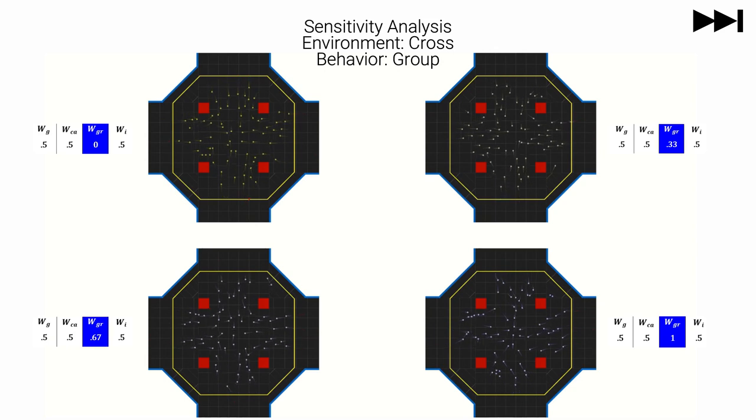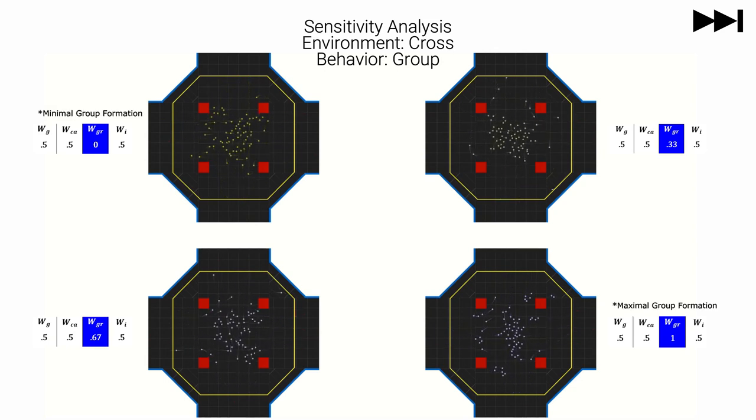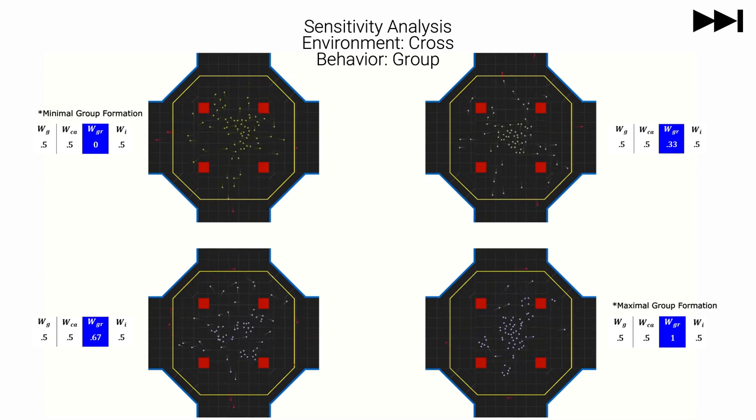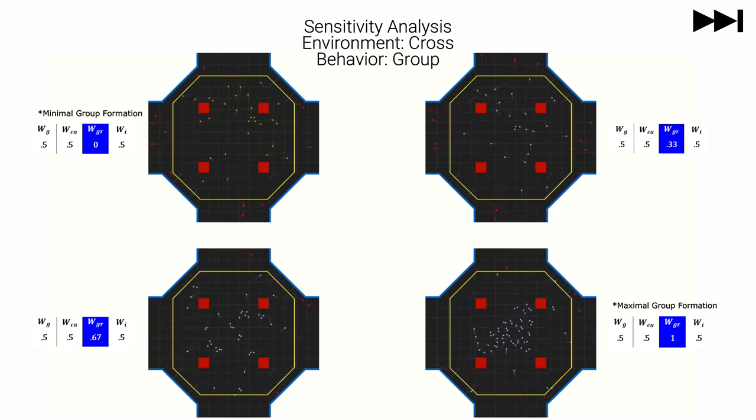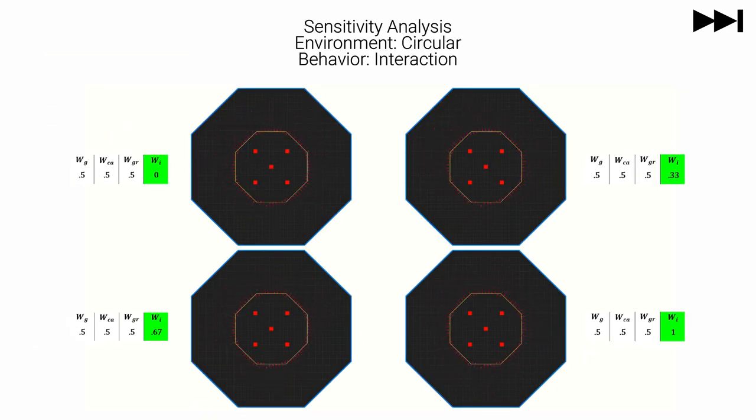To showcase the generalizability of our system, we repeat the previous set of experiments in more complex environments, such as a four-way crossing setup for the grouping dominant behavior, as well as a circular setup for the interaction dominant behavior.